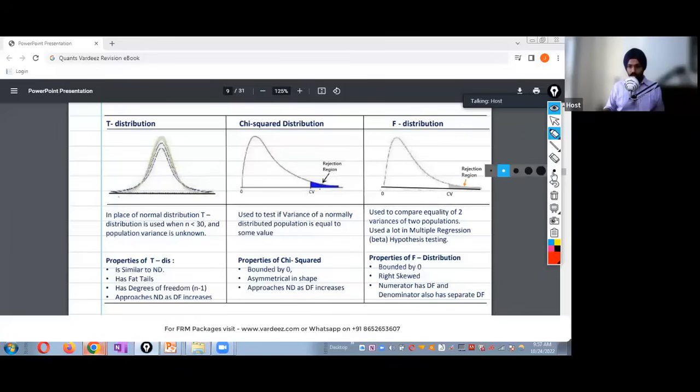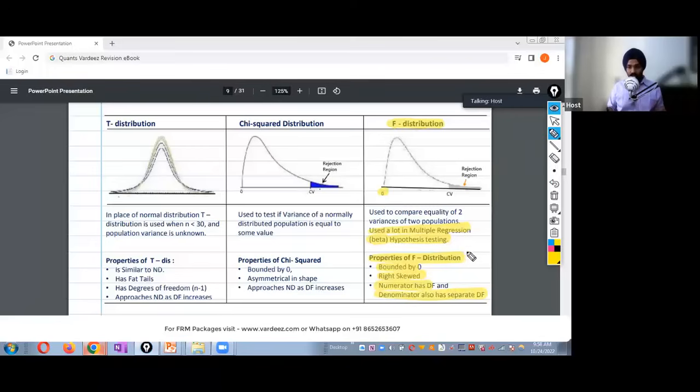But moreover, this F distribution in FRM Part 1 is going to be used a lot in multiple regression hypothesis testing. That is the betas, all those beta coefficients that we have. We want to test that, then we use the F distribution for that. Properties of F distribution: bounded by 0, yes. Right skewed, yes. Numerator has degrees of freedom. Denominator also has separate degrees of freedom. So this is a special thing.